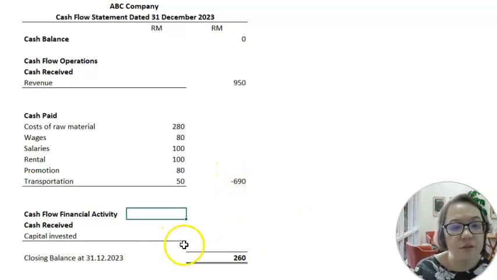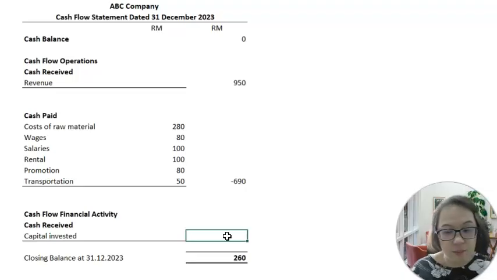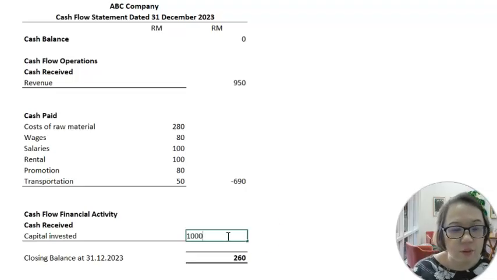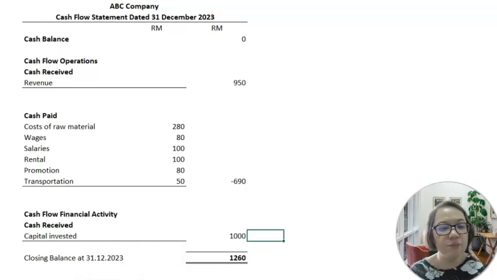After that, you have to record the cash flow from financing activities. In terms of cash received, that is the capital. The capital for this company is 1,000 ringgit, so I record it here. So the total is 1,260. The total here is known as the closing balance at 31st of December 2023. So remember this figure, we are going to use this figure later in the balance sheet.